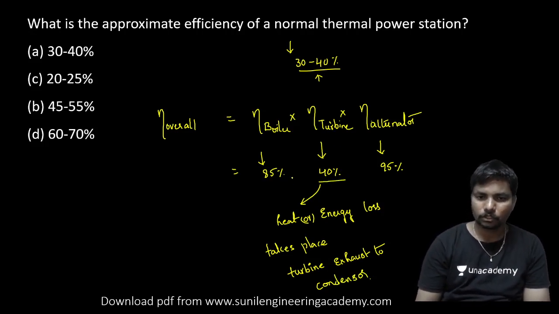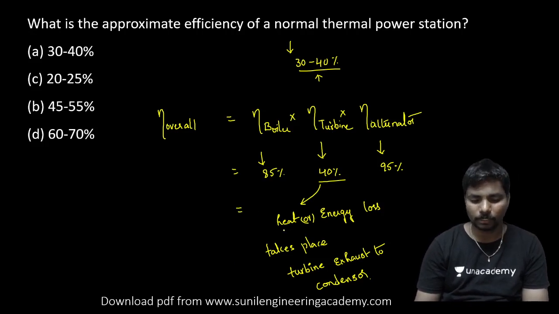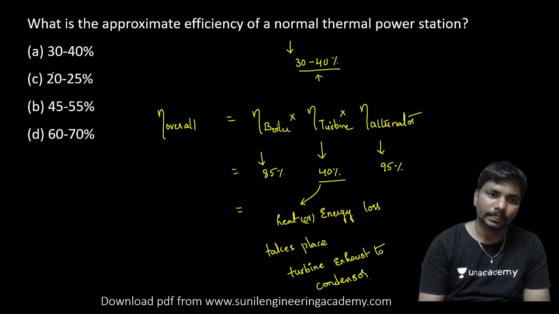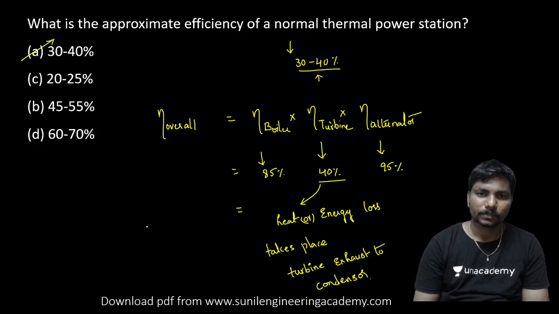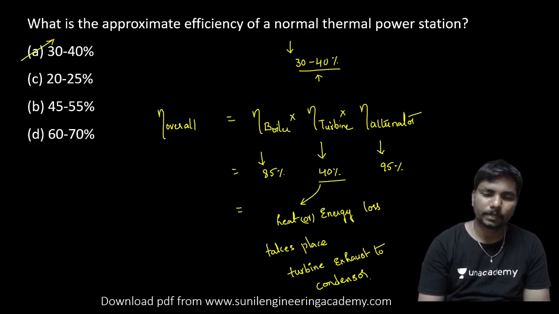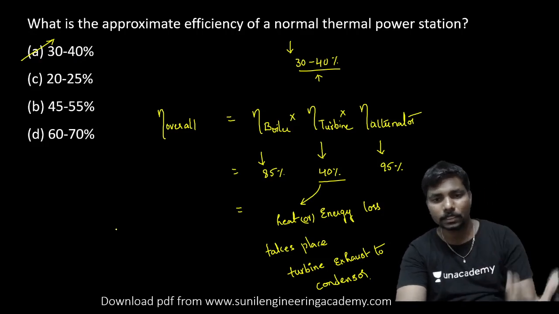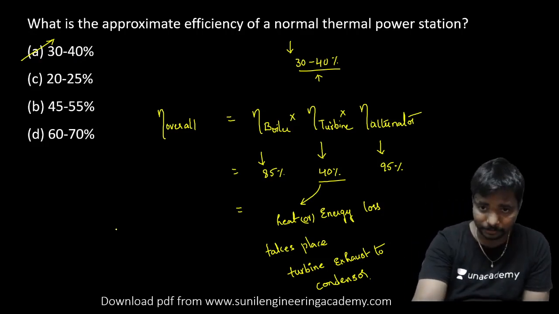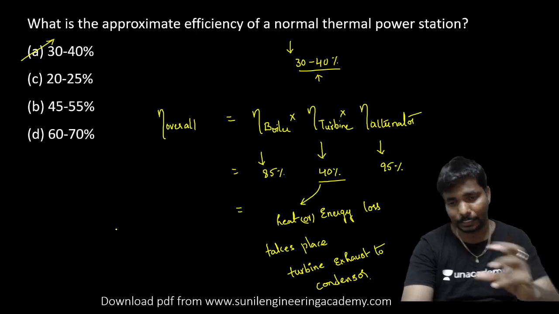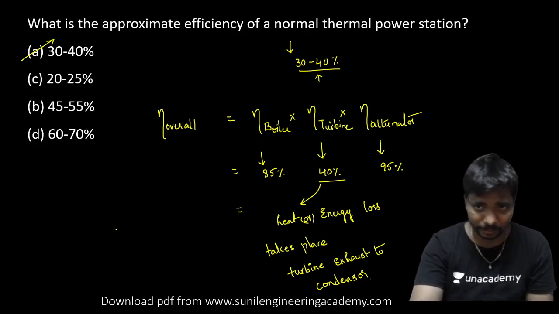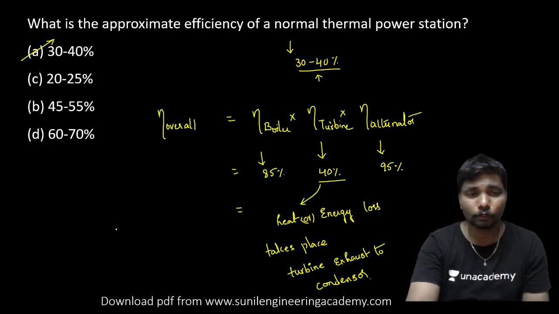That's why turbine efficiency is very low. If you multiply all these, you will get approximately 30 to 40%. So thermal power plant efficiency is approximately 30 to 40%. Okay, all of you clear? We can get the boiler efficiency up to 85%, alternator 95%, but turbine efficiency is less. Because of that, the total efficiency of the thermal power plant is limited to 30 to 40%.